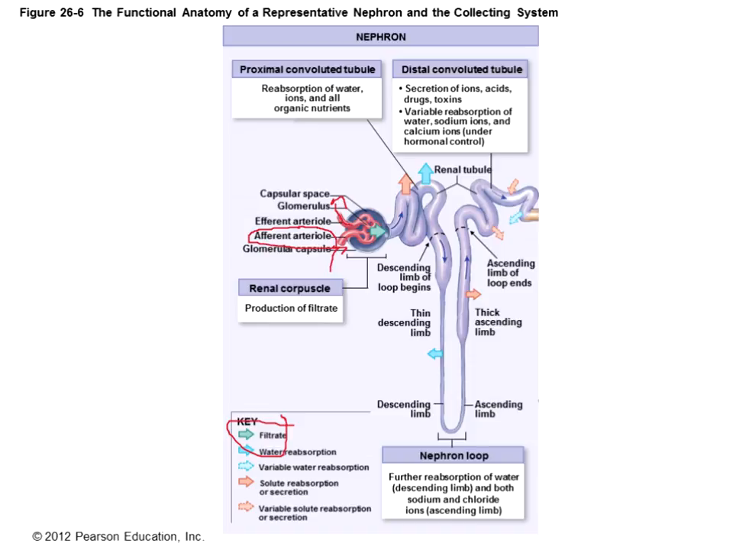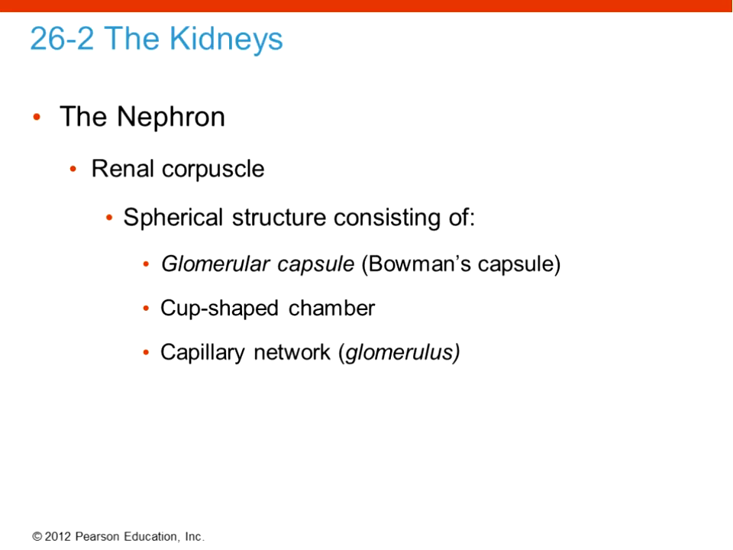So you can see those structures there, and then as the material moves, you can see the filtrate is going to pass through this system. It's called a convoluted tubule. You have a distal convoluted tubule, then a proximal convoluted tubule. You also have this thing called a nephron loop, and we'll look at the different components that occur at these sections. So, nephron then is this renal corpuscle.